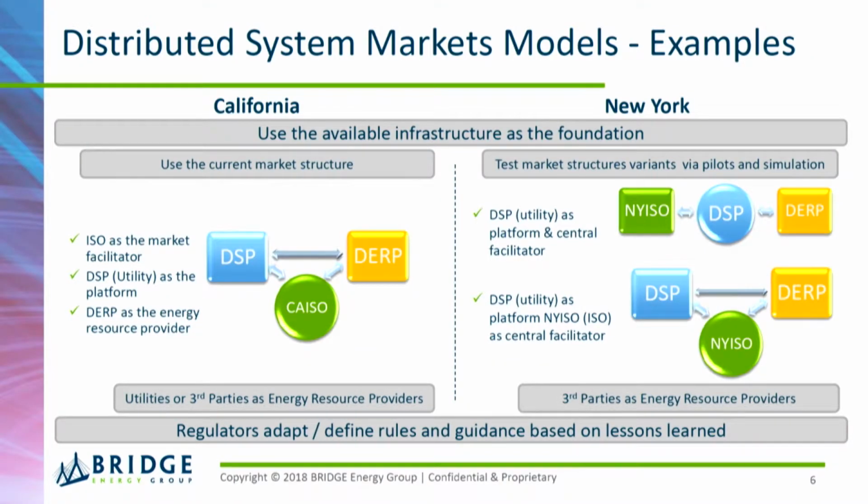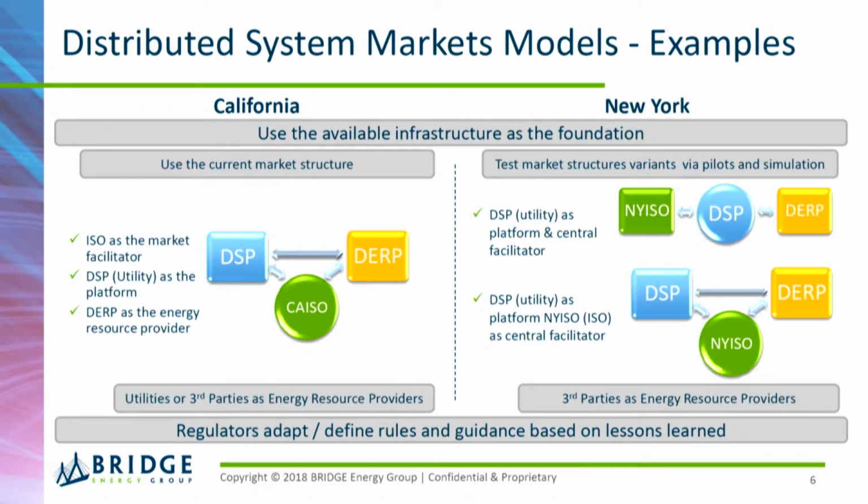Couple of distributed system market models, and I know there are people in the room that can talk in far more detail about these than I ever could, but what I thought was interesting is when you start looking at just a couple of the examples, right? Regardless of what has gone on in California or New York or the other places, they have used the available utility infrastructure as the foundation, as that platform for what they're trying to do. I think that's very common all the way across the board.